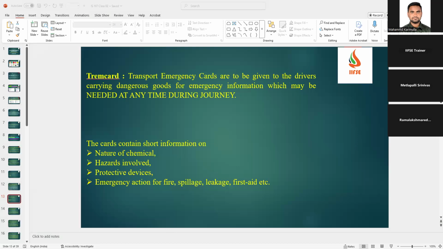So mostly this TREM card we use for waste and also chemicals. Mostly I have seen it used for waste that we return. Otherwise, for the chemicals which we manufacture, we have the MSDS. For the waste, it is unknown, because we don't know the specific properties. We write based on our experience and also the type of materials involved in that waste. Accordingly, we write the nature of the material.